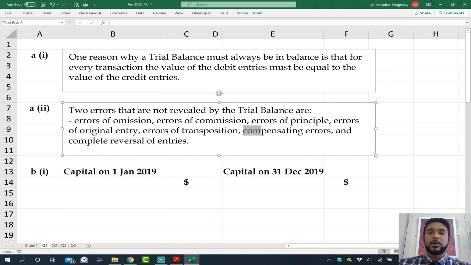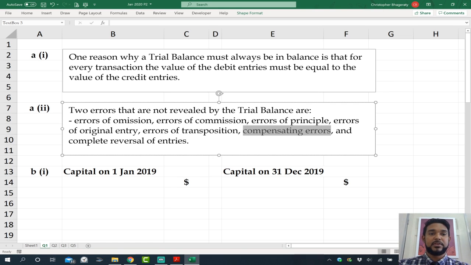All right. Compensating errors is where you have an error on the debit side that is equal to another error on the credit side, and they don't have to be related, right? So for example, the balance in the sales account may be too high, so your credit is too high by, let's say, $100, and you may also have an error in the purchases account that is too high by 100, and that's a debit balance.